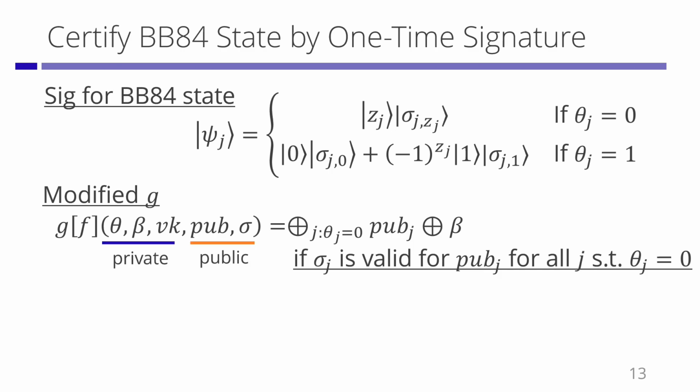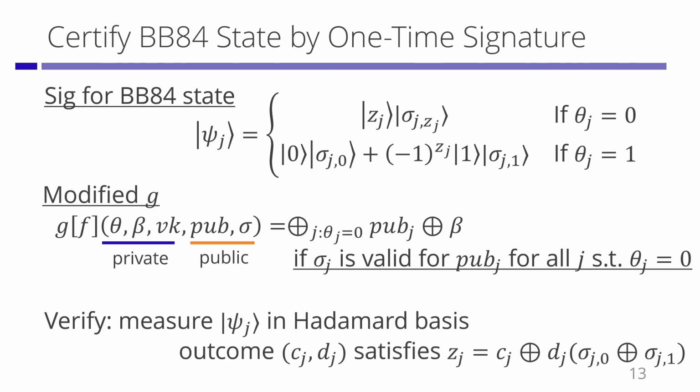Okay, so here the private part is theta, beta, and the verification key, and the public part is the public input and signature. Before I explain the intuition, the verification algorithm is like this. Just measure this modified BB84 state in the Hadamard basis, and we check whether the outcome satisfies this relation. So we can check whether the certificate is valid or not. Okay, so our compiler is this.